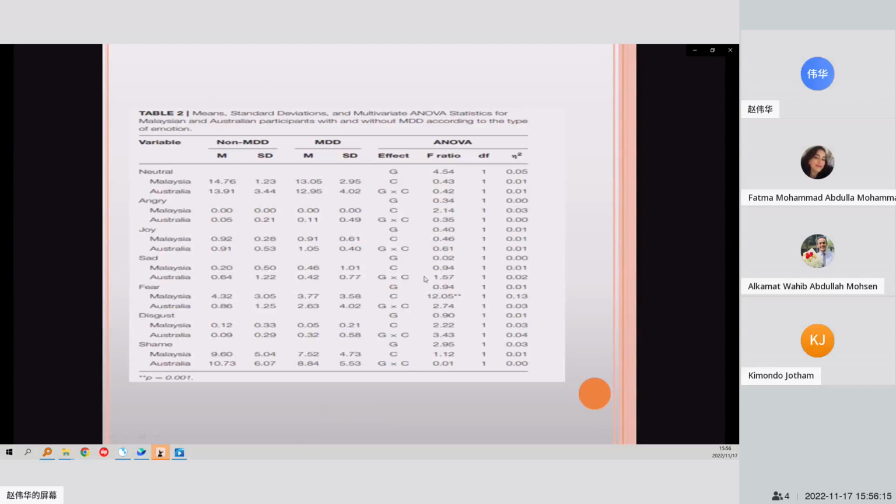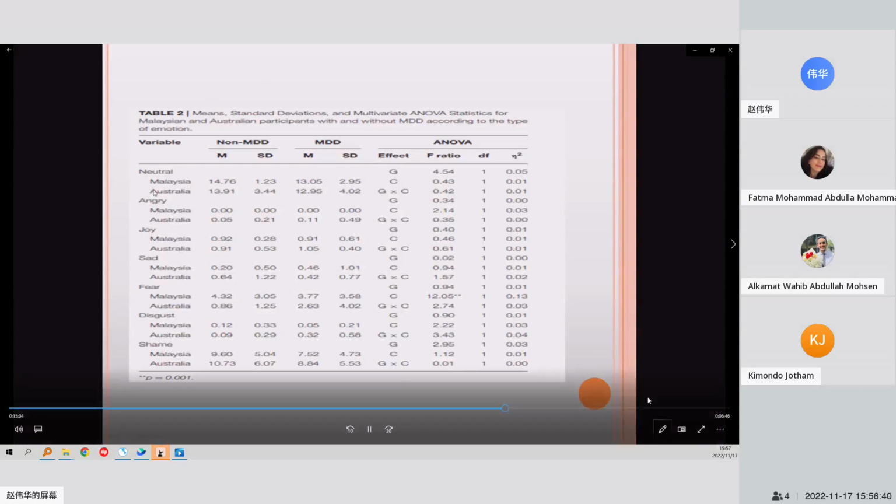The second table shows the means, standard deviations, and multivariate ANOVA statistics for Malaysian and Australian participants with and without MDD, as you can see here. This has been differentiated in terms of emotions as well. In these emotions, you can see neutral, angry, joy, sad, and these 7 types of emotions. The data was dissected into 7 types of emotions.